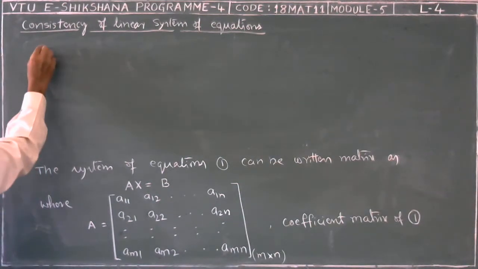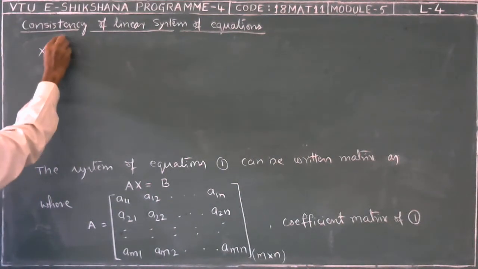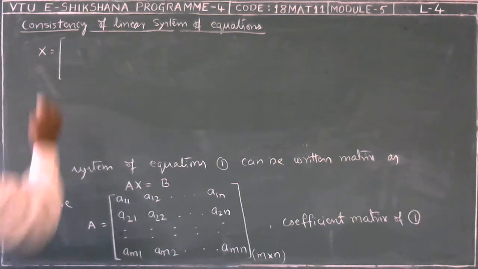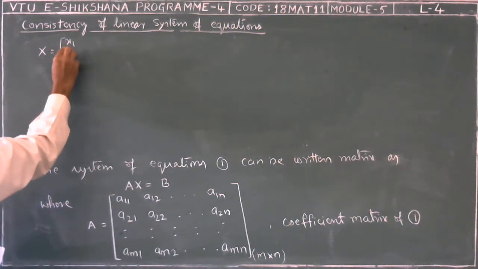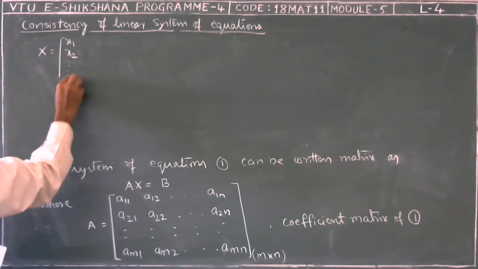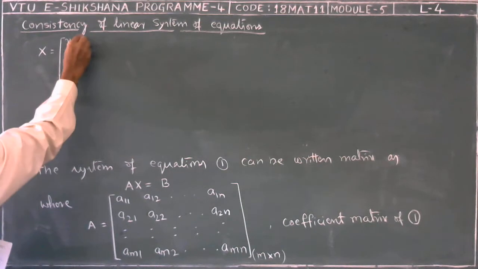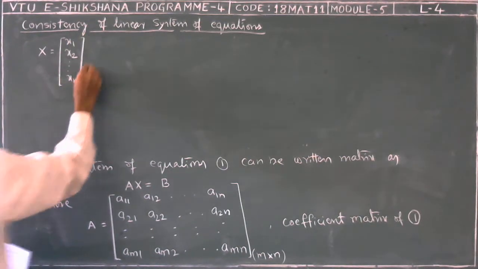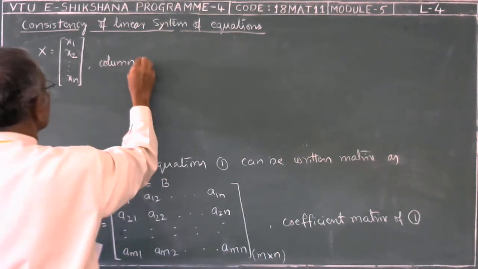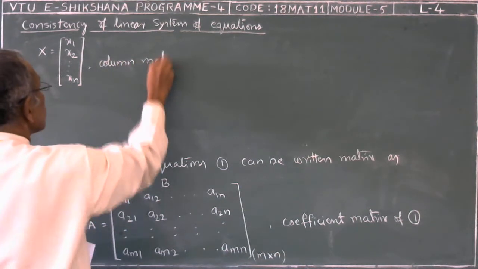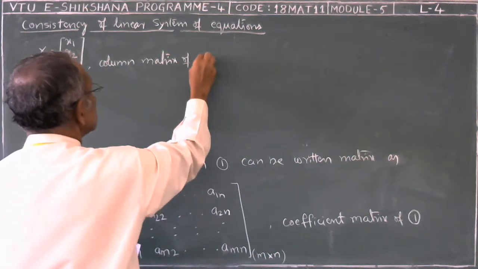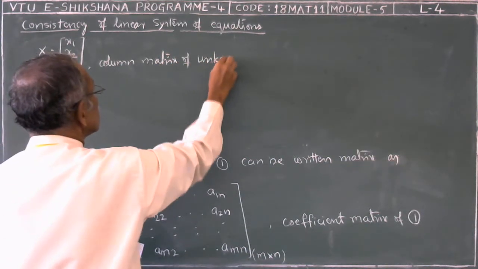X is the column matrix of unknowns: x1, x2, xn. Column matrix of unknowns.